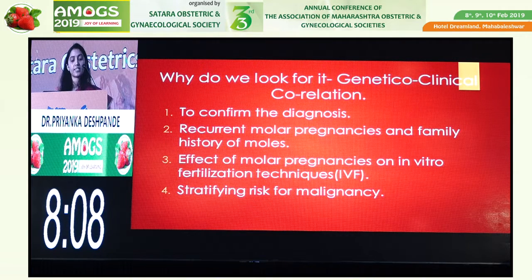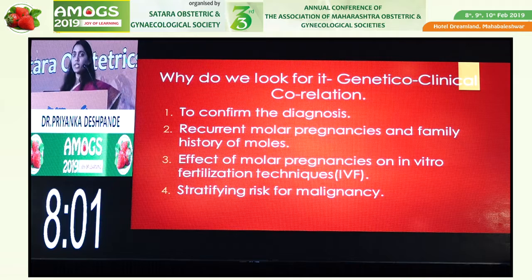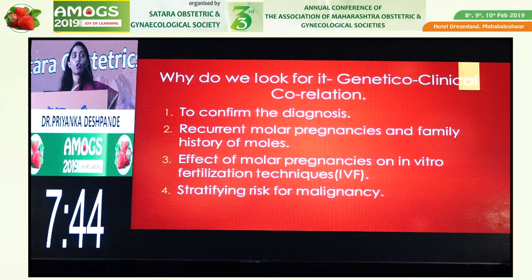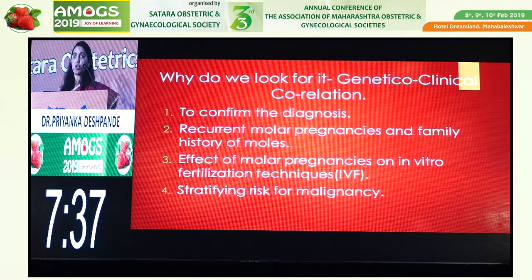Recurrent molar pregnancies and family history of moles. Yes, we do now have patients who come to us with history of recurrent abortions. But all the time, instead of just thinking about APLA, that all of us think about, it is very important that we think about molar pregnancies as well, because they are a very important cause of recurrent abortions. And then comes family history of moles. We have got papers in which across 3 to 4 generations, the patient herself has got a molar pregnancy 2 to 3 times, her mother has a molar pregnancy, her sister has a molar pregnancy. So what is the role of genetics in these patients?